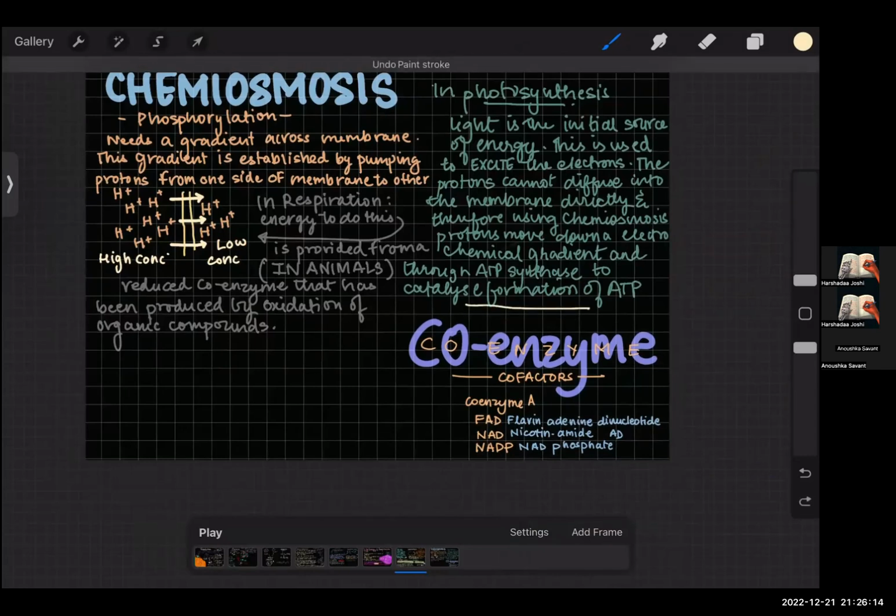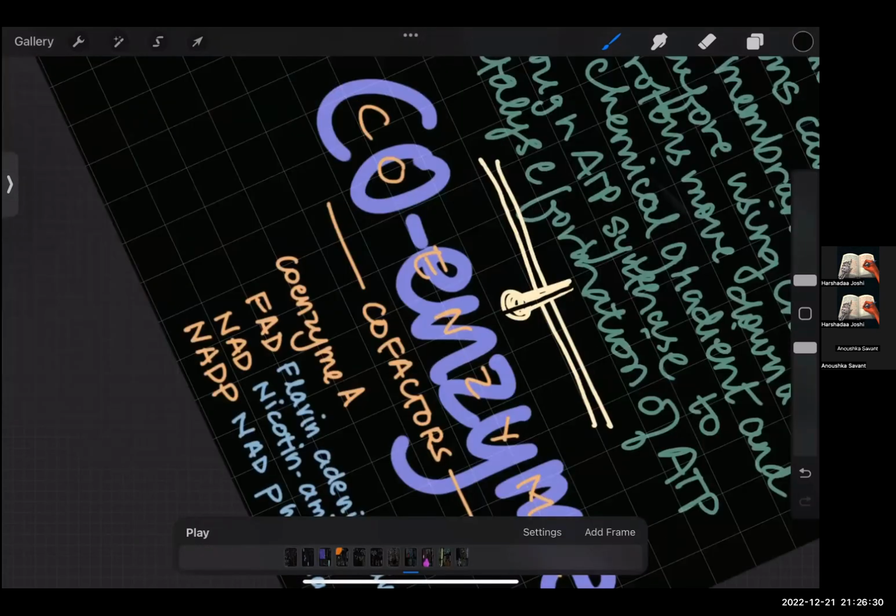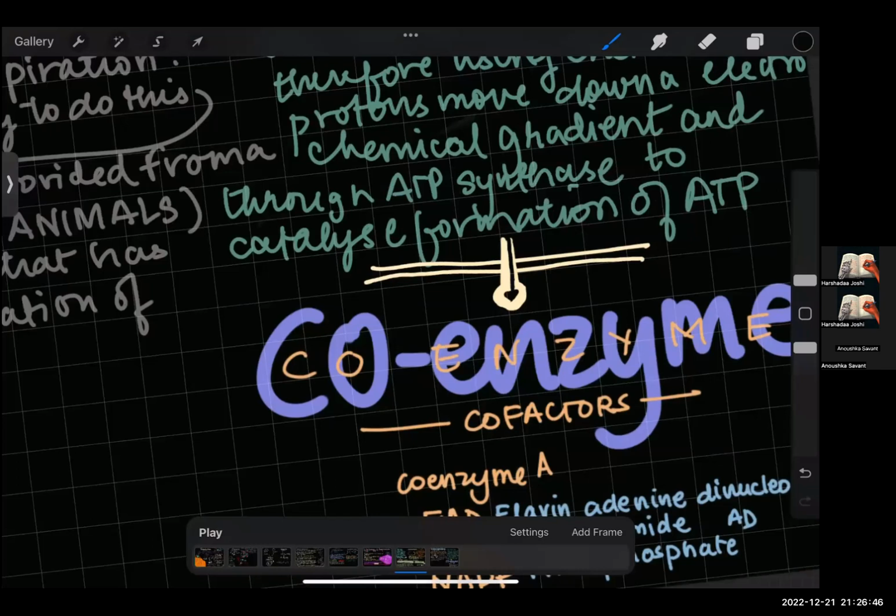So this is your membrane here. And usually in your diagrams, it would be shown something like this, through which you are going to have H plus ions come from here, and you are going to have ADP turned into ATP.